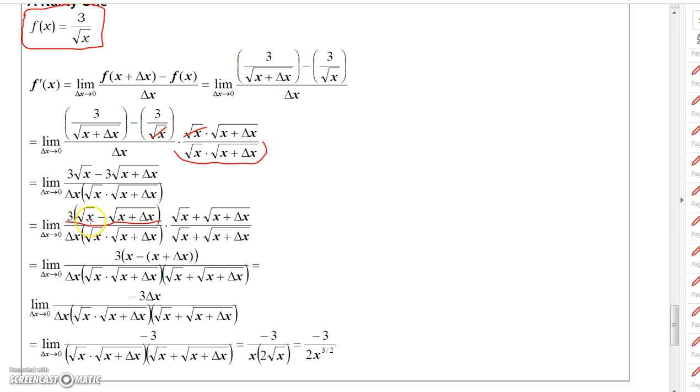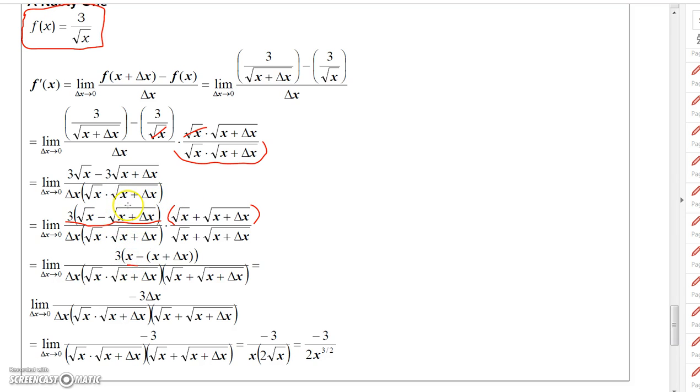Alright, so now you might remember, when we have a square root minus a square root, we can multiply by the conjugate, which is square root of x plus square root of x plus delta x. And then when we multiply these two together, square root of x times square root of x is just going to give me x.